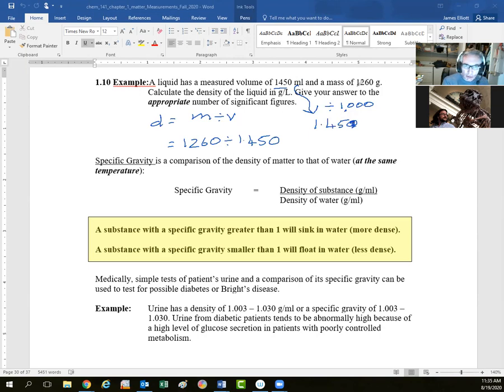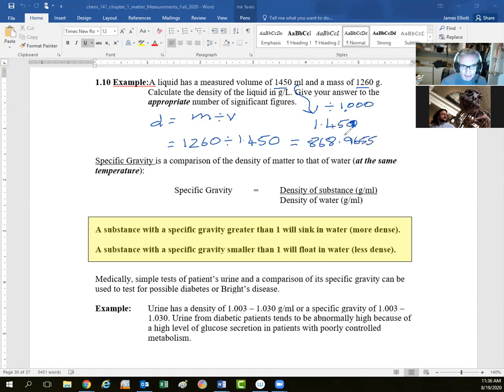And our mass only has 3 significant figures too. We only count the zeros at the end if there's a decimal place, and there is not. And so our final answer should be 3 significant figures. Keep that in mind. Again, I scribbled down the raw answer earlier. That was 868.9655.